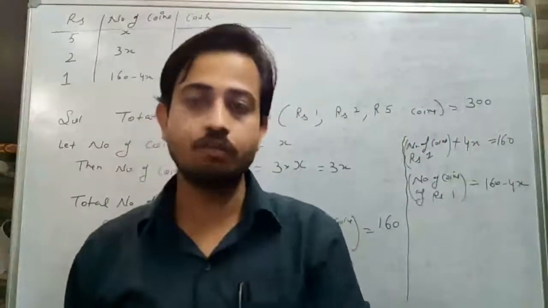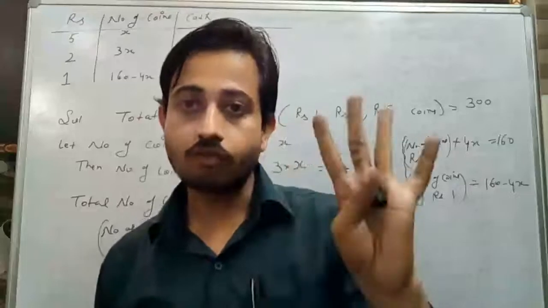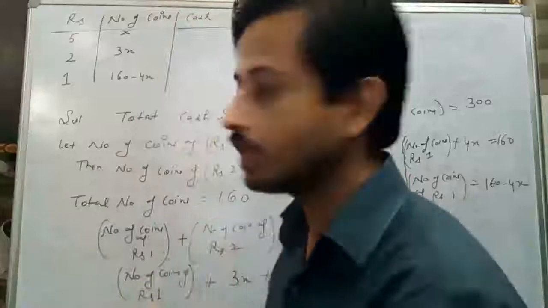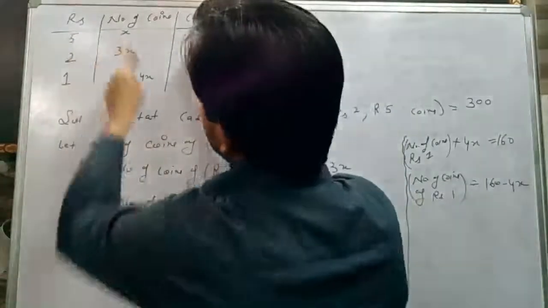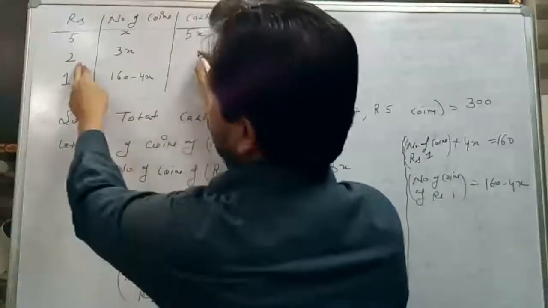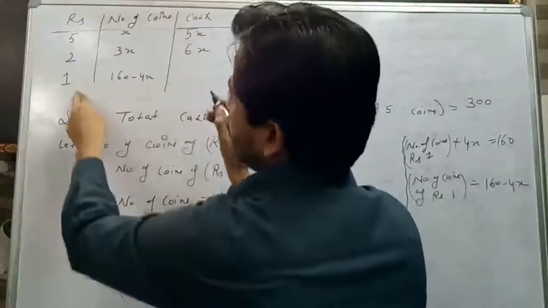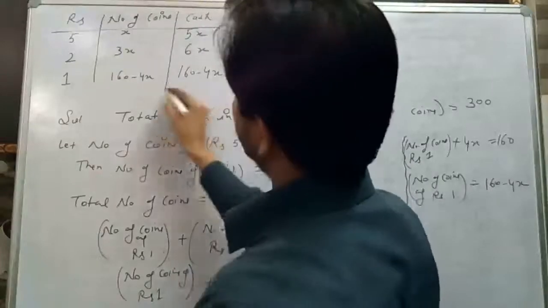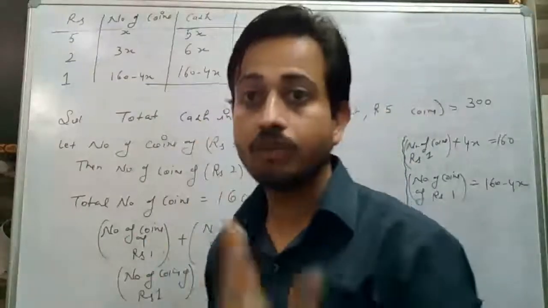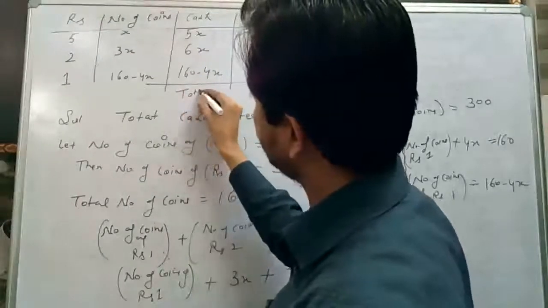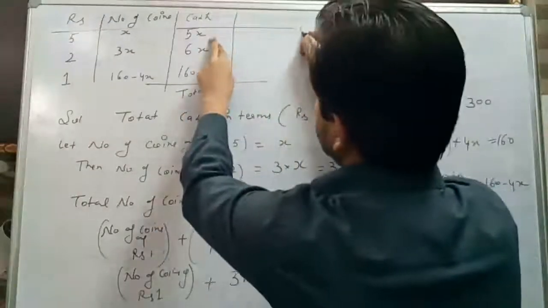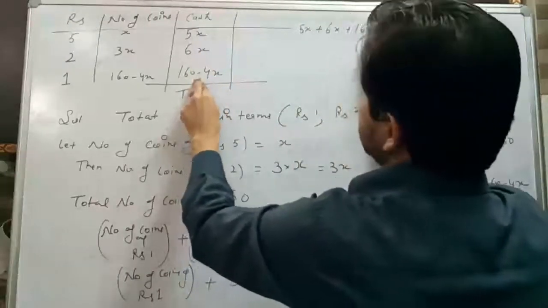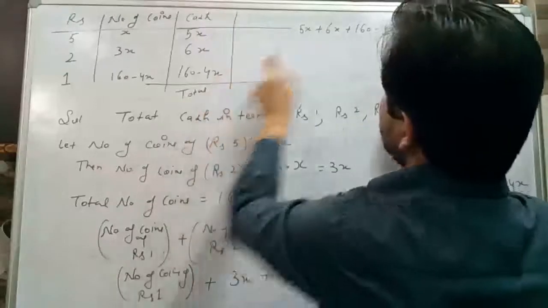Now we follow the same process. If I have 5 coins of rupees 2, then what will be the amount? 5 into 2, 10. We have to multiply. So cash is 5 into x, which is 5x, 2 into 3x, which is 6x, 1 into 160 minus 4x. This is our cash. Then what will be the total cash? It means total cash is 5x plus 6x plus 160 minus 4x.